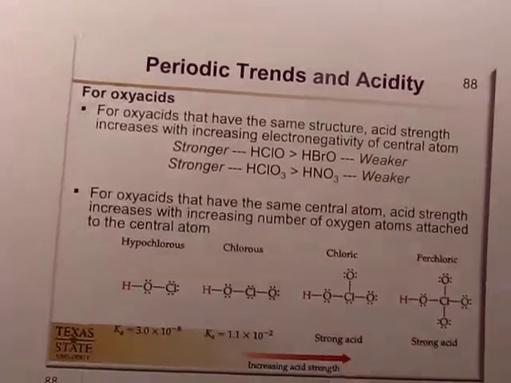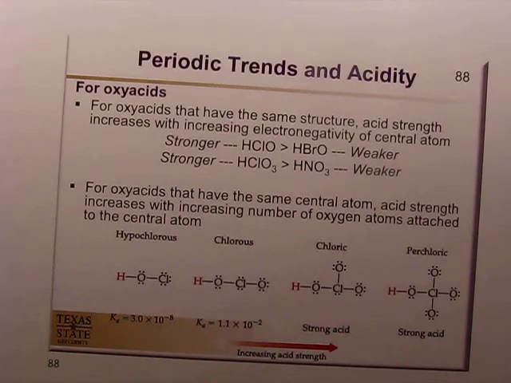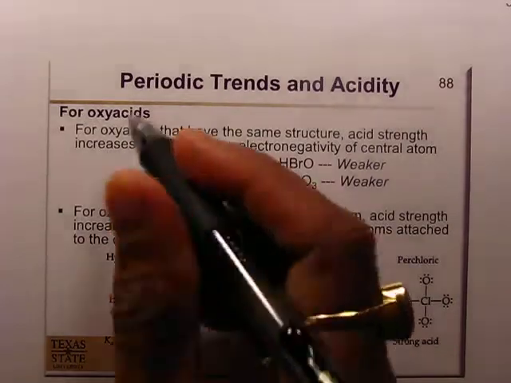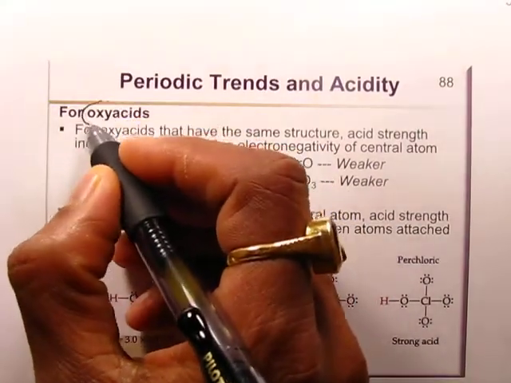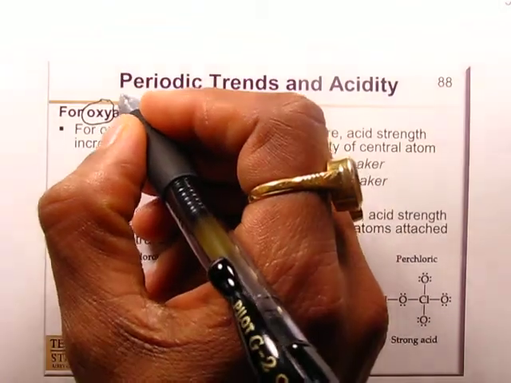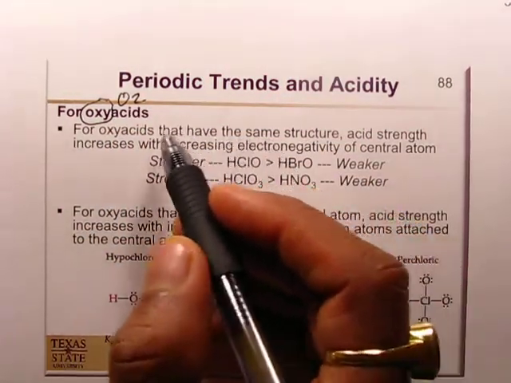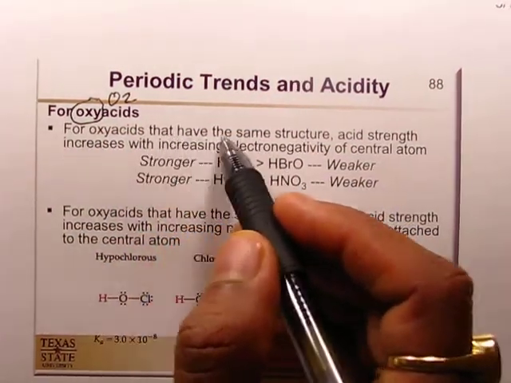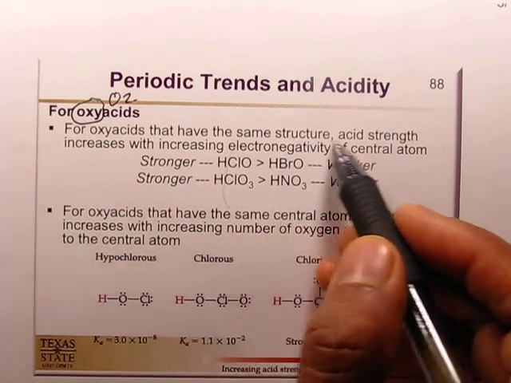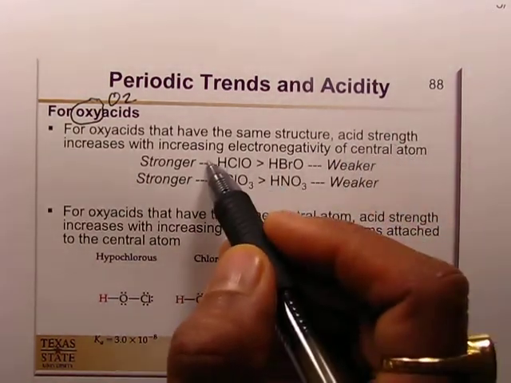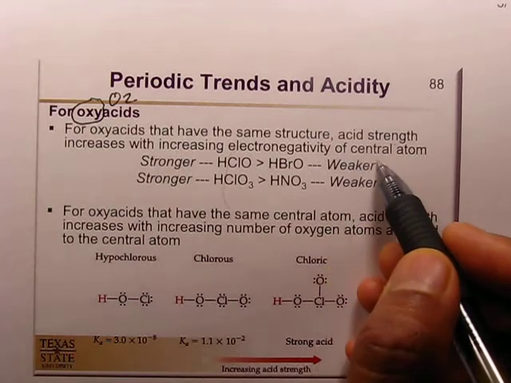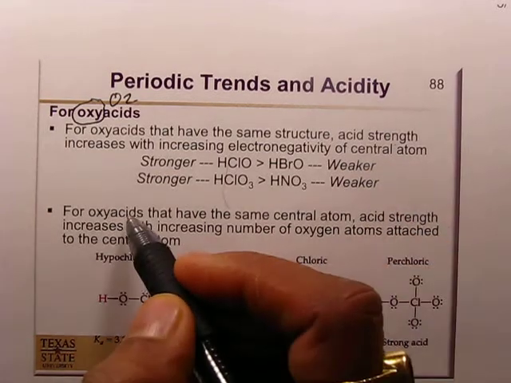So periodic trend of oxy acid. Oxy acid means oxygen containing acids. For oxy acids that have the same structure, acid strength increases with increasing electronegativity of the central atom.